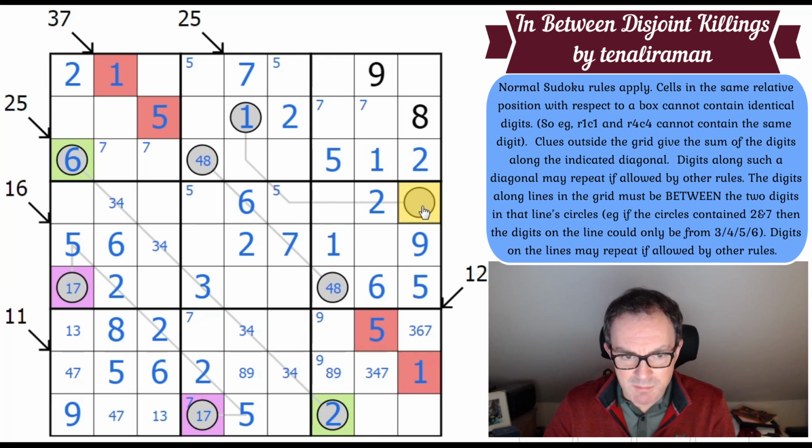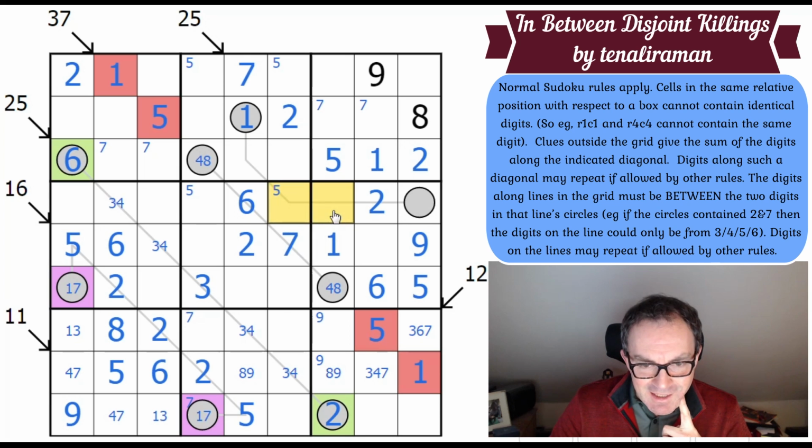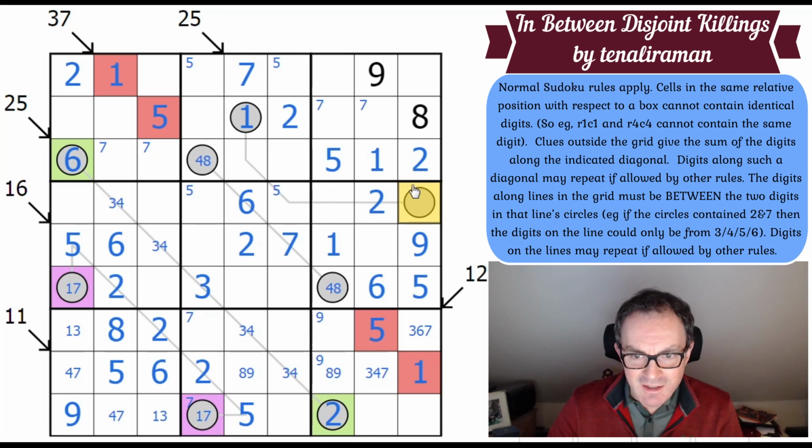You are kidding me. I think this square can only be a 7 on the basis that this cannot be a 3-4 pair. Let's just check. It definitely can't be 3-4, so there must be at least a 5 in here. So this definitely has to be at least 6, and it can't be 6, 8 or 9, so it is 7. That's incredible.